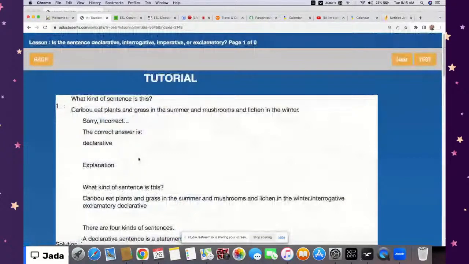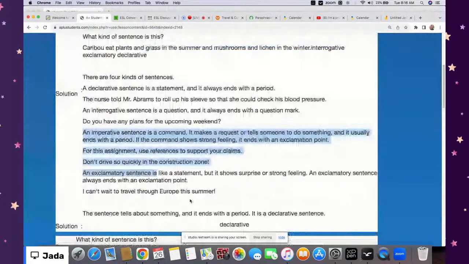What kind of sentence is this? Carol eats plants and grass in summer and mushrooms and lanterns in winter. So what kind of sentence is this? Giving us information. So this should be declarative because it's telling us about something and it also ends with a period.